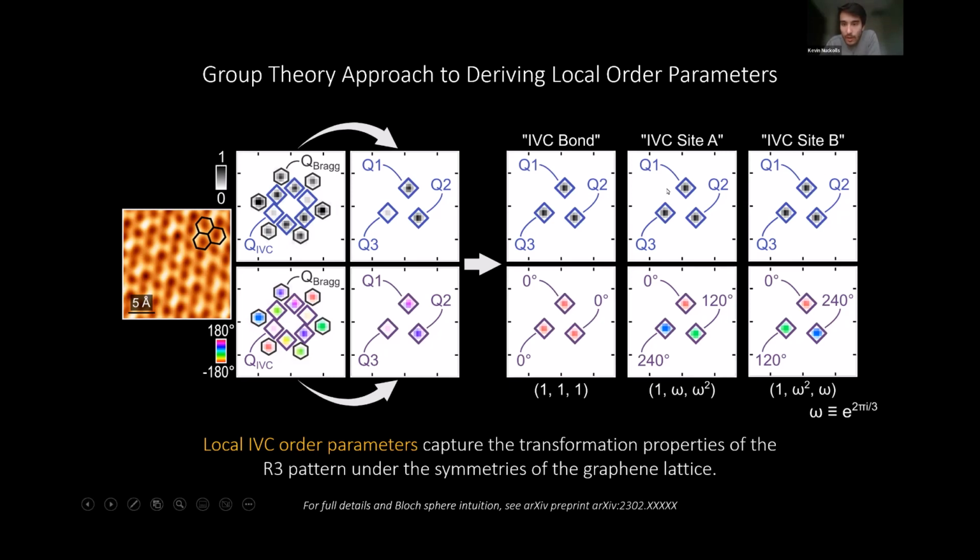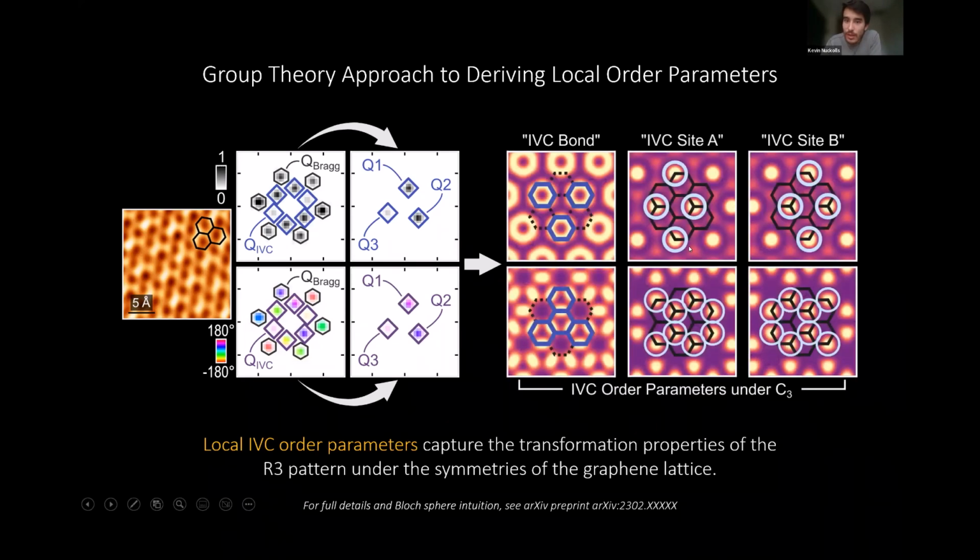So we're at the point where we can derive a lot of physical intuition from taking each one of these basis vectors, which are multiplied against a complex number to give us that local order parameter. We'll take each one of these basis vectors, inverse Fourier transform, and convolve it back with the graphene lattice to see what these types of patterns look like. When we do so, we find that they all represent R3 patterns. They all are tripled unit cells, but centered on different high symmetry points in the graphene lattice. So IVC bond is named such because it's a tripled unit cell, but it has high conductance centered on the carbon-carbon bonds of the top layer of graphene.